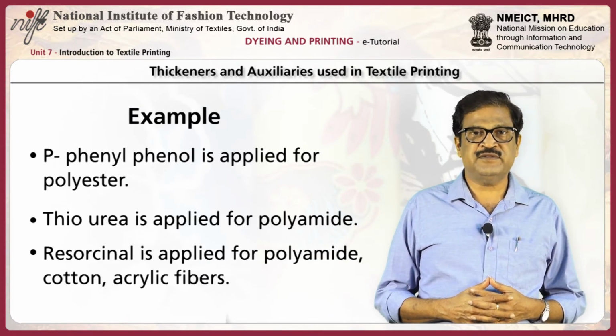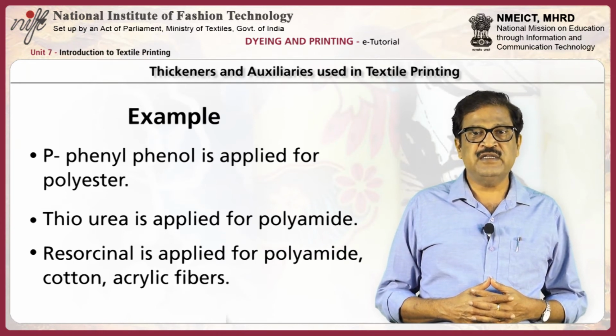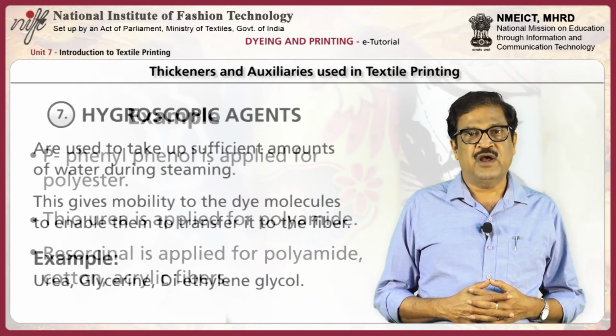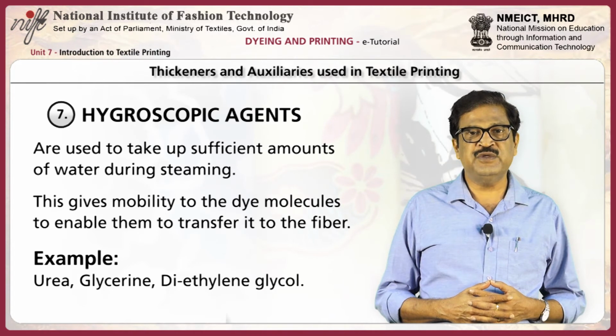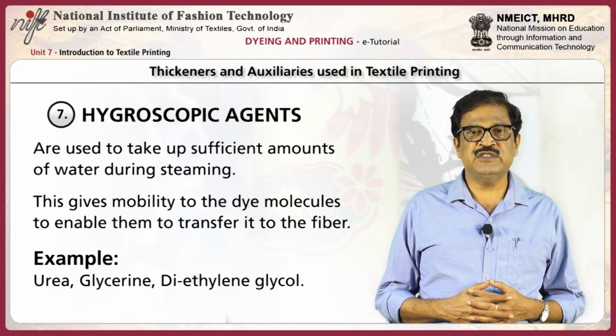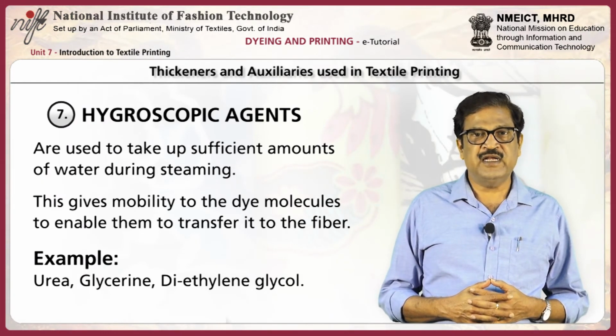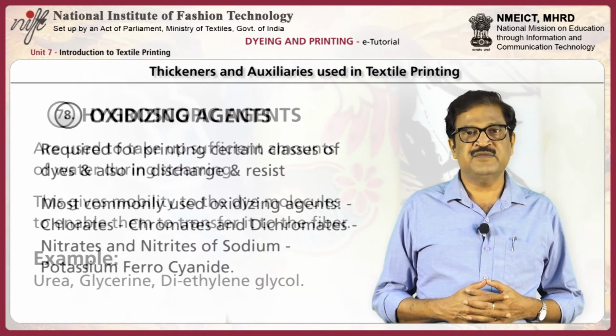The examples are: p-phenyl phenol is applied for polyester, thiourea is applied for polyamide, and resorcinol is applied for polyamide, cotton and acrylic fibers. Hygroscopic agents are used to take up a sufficient amount of water during steaming. This gives mobility to the dye molecules to enable them to transfer into the fiber. Examples are urea, glycerin, diethylene glycol.